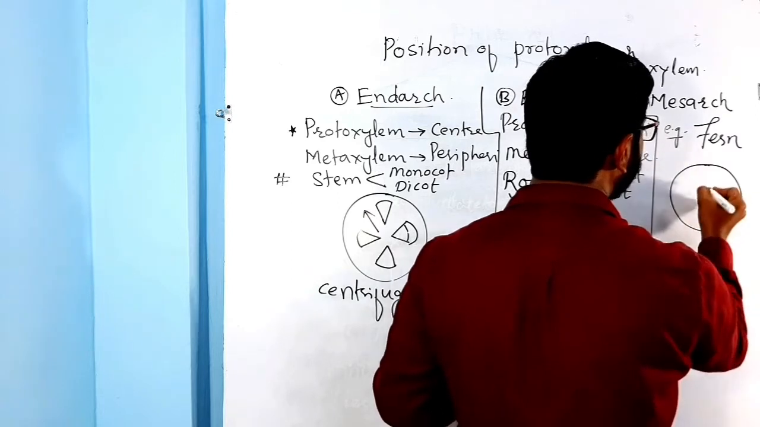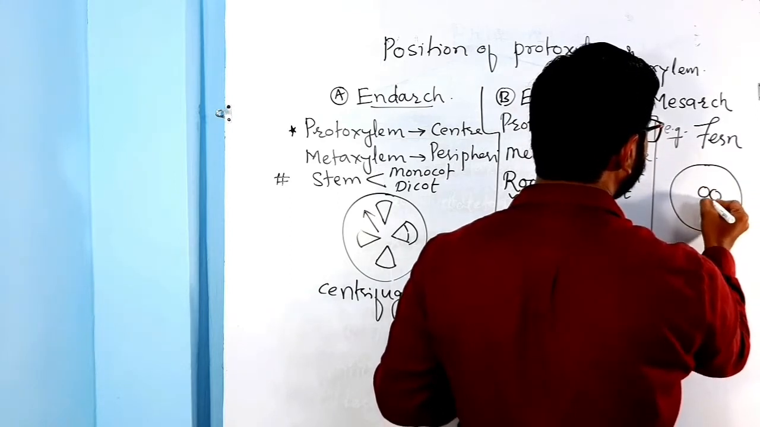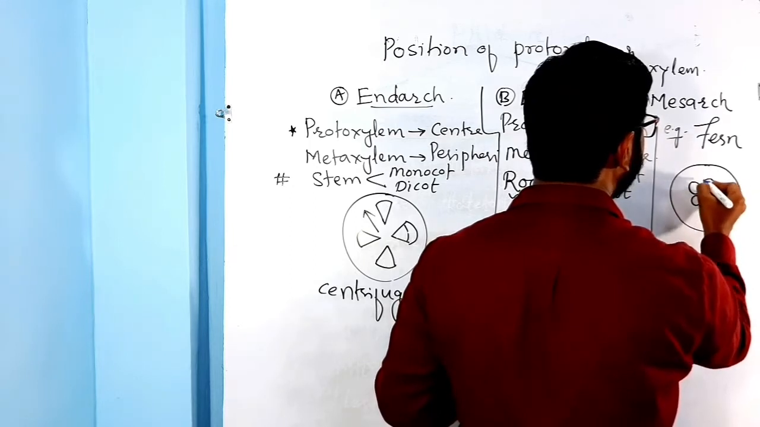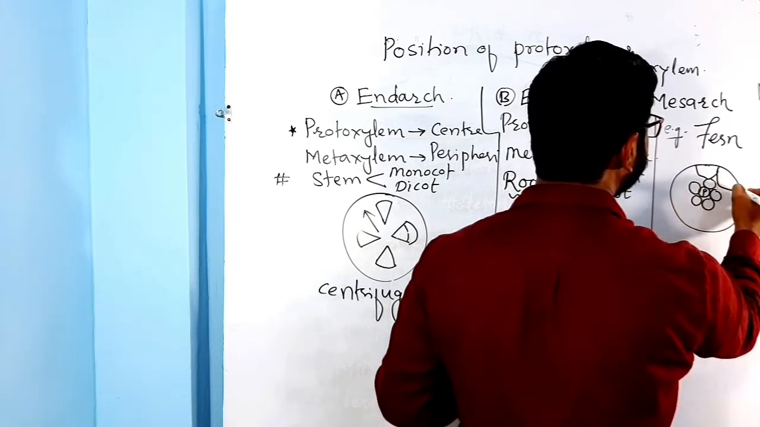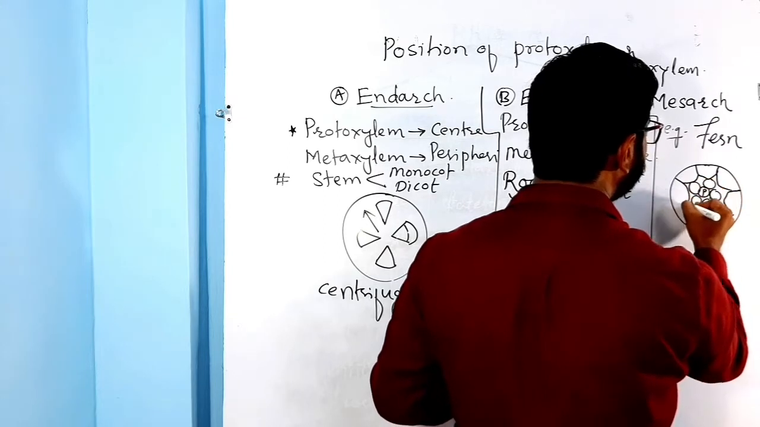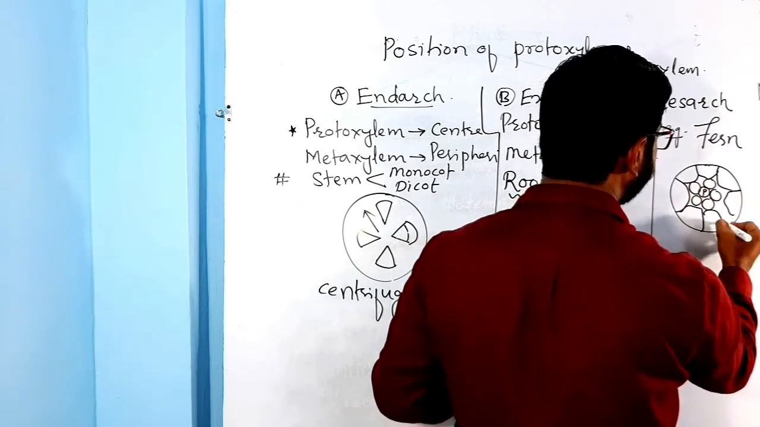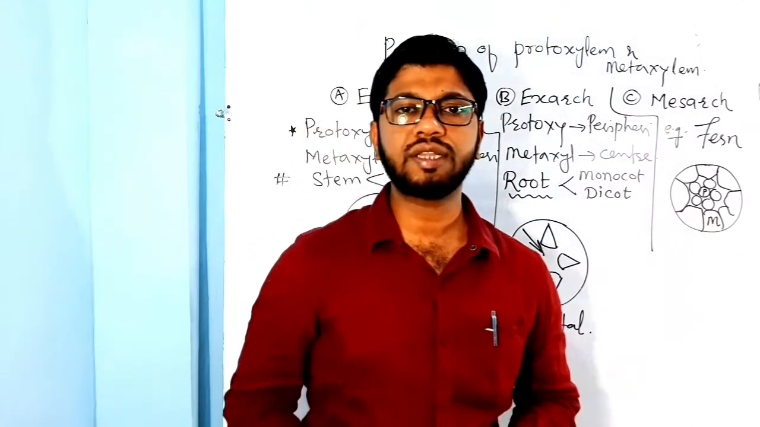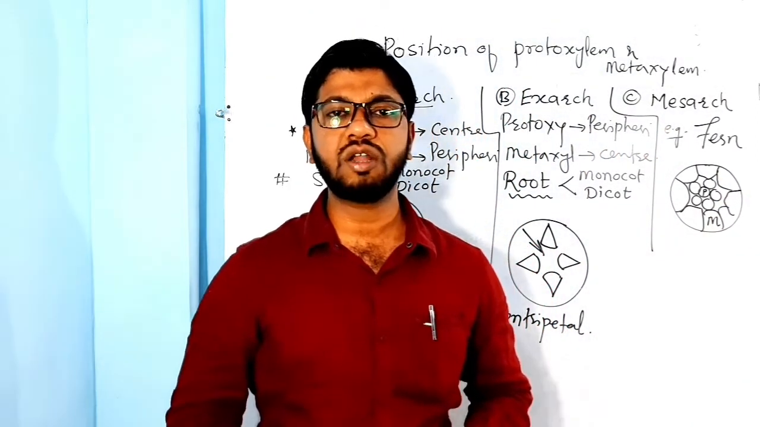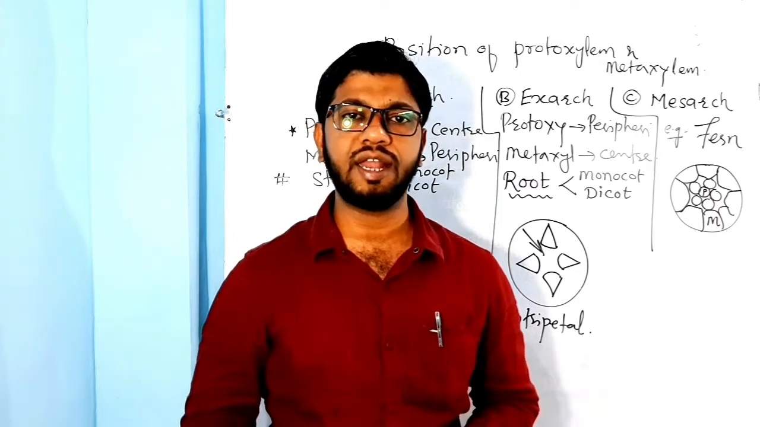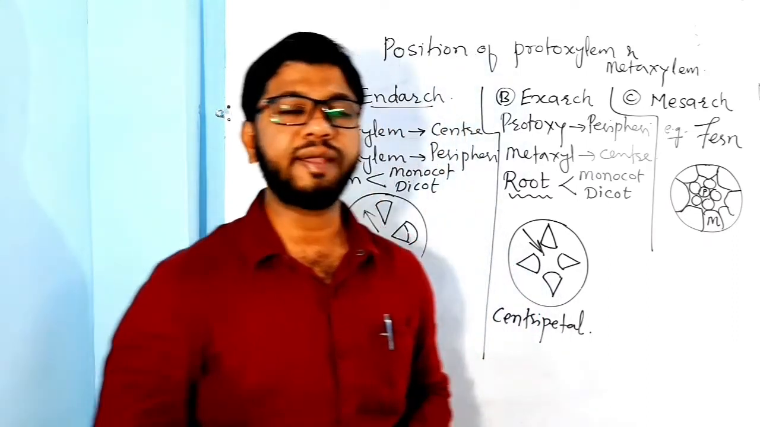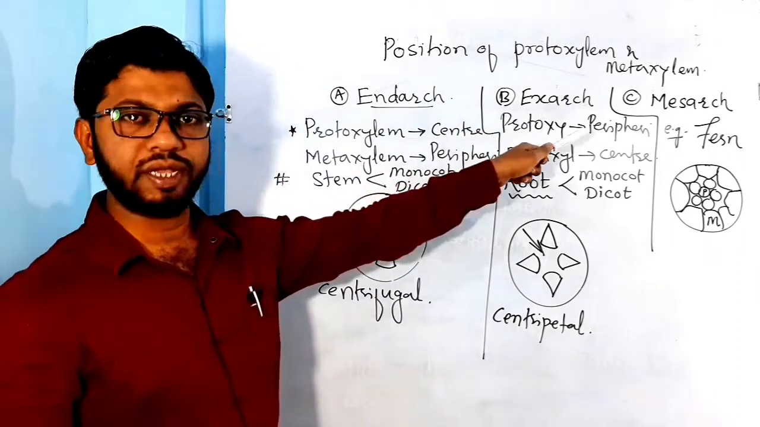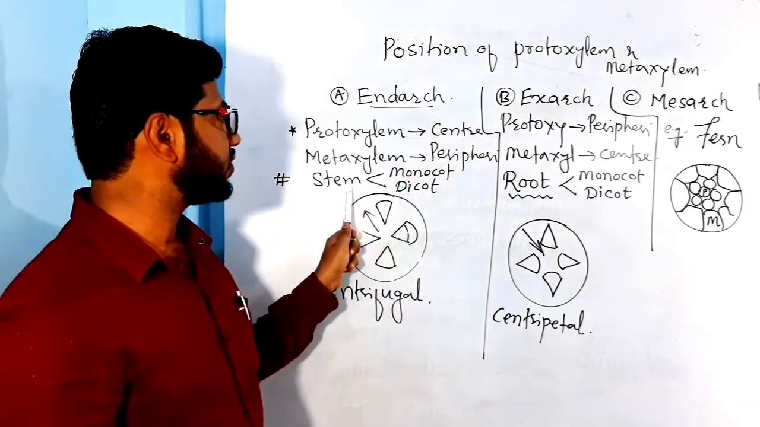Diagrammatically, mesoarch can be represented as, let us consider all these are the protoxylem surrounded by the larger cells. These larger cells are nothing but the M, that is metaxylem. So on the basis of position of protoxylem and metaxylem, there are three types of vascular bundle: endarch, exarch, mesoarch. Endarch, stem.